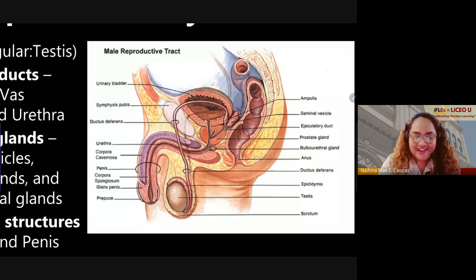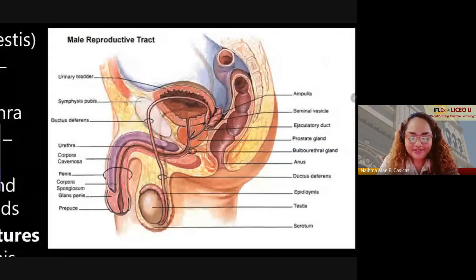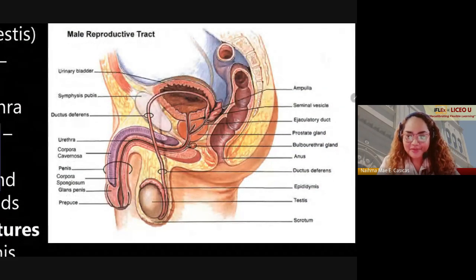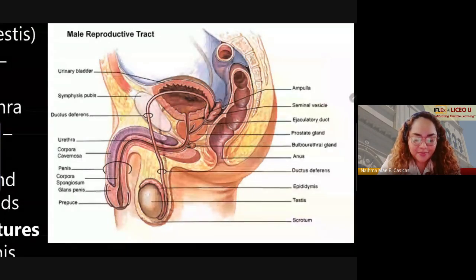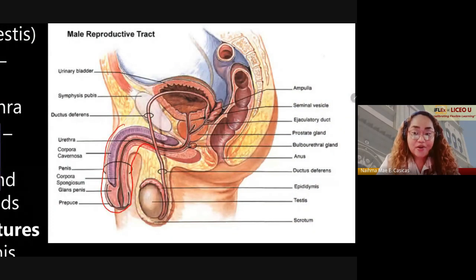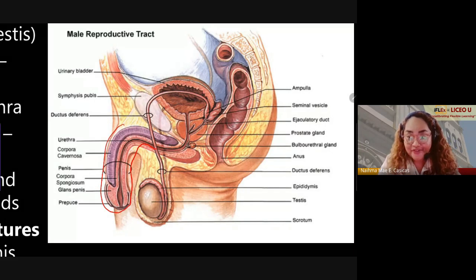Just kidding. Okay, so let us begin with the male reproductive tract. In the male reproductive tract, I'll just mention the very prominent and important parts. So, this is the penis right here. The penis is full of erectile muscle. That's why it's sensitive, because it has many nerve endings.